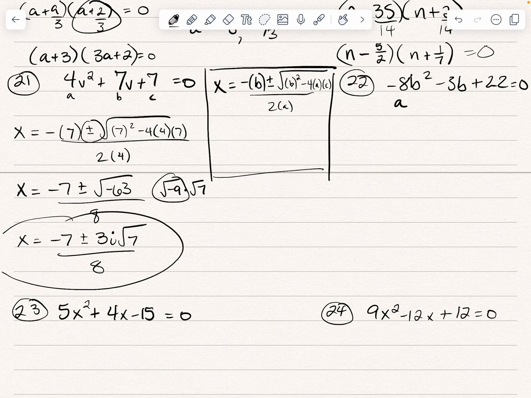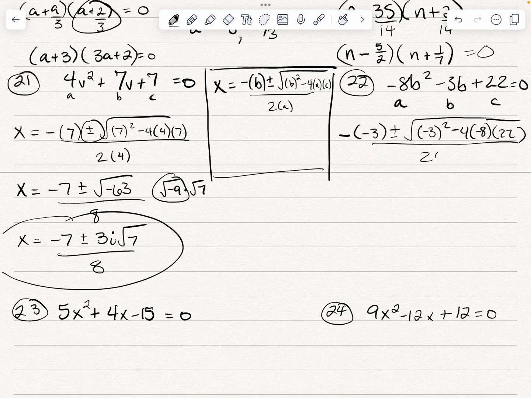For part 2, for 22, a is negative 8, b is negative 3, and c is 22. So my negative b, negative 3, is still in that parentheses, plus or minus the square root of b squared, minus 4 times a, negative 8, times c, 22, all over 2 times a, 2 times negative 8. So here, we get a positive 3 plus or minus, and let's work out what this discriminant is. 3 squared is 9 minus 4 times negative 8 times 22. We get 713, all over negative 16.